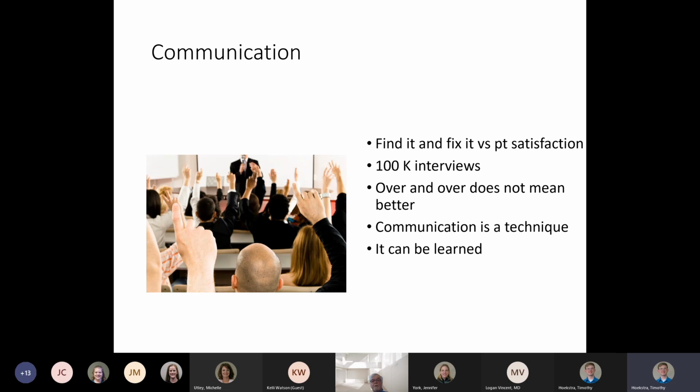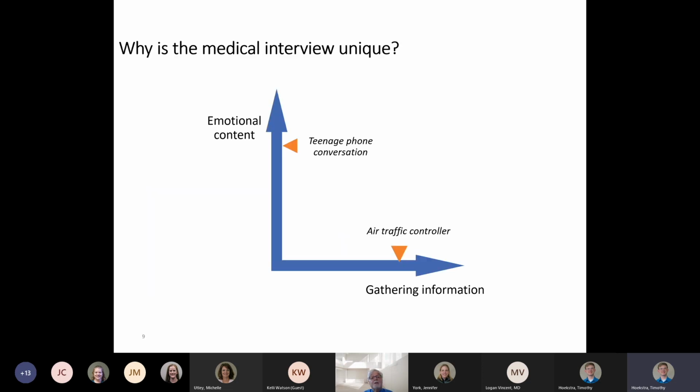So the important point of this is, there's this dichotomy. You've got to find it and fix it. We're not saying you don't want to do that, but we want to say you do want to be able to connect with your patients. And you can get better at this if you try. And hopefully, that's what we're going to be spending the next 45 minutes on.